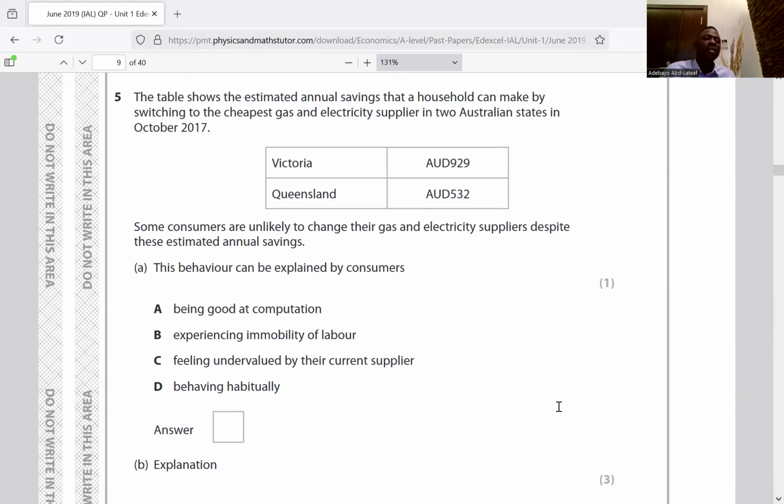Question 5 now. The table shows the estimated annual saving that the household can make by switching to the cheapest gas and electricity supply in 2 Australian states in October 2017. Some consumers are unlikely to change their gas and electricity suppliers despite this estimated annual saving. First, what is saving? Saving is the amount of money we did not spend and save for the future.